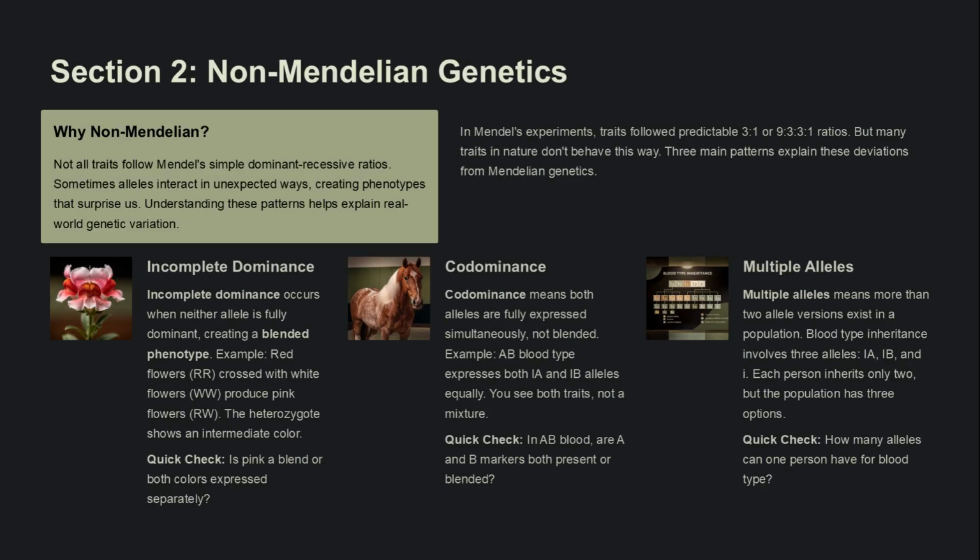Not all traits follow Mendel's simple dominant-recessive ratios. Incomplete dominance occurs when neither allele is fully dominant, creating a blended phenotype. Codominance shows both alleles equally, like blood types. Multiple alleles mean more than two options exist for a trait, increasing diversity. Understanding these patterns helps explain real-world genetic variation.